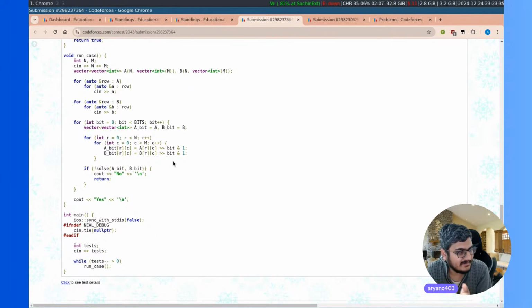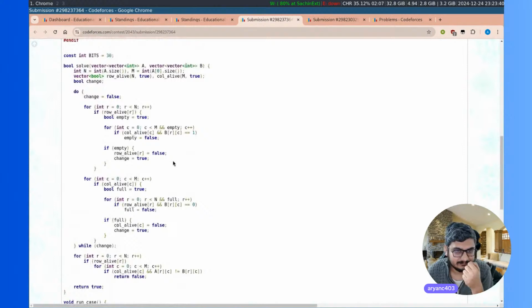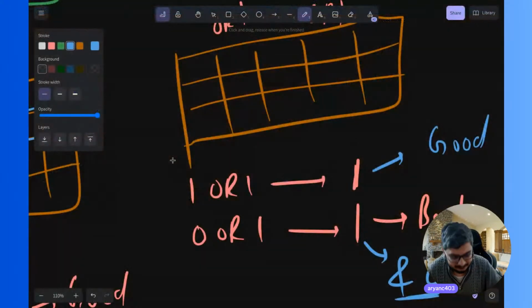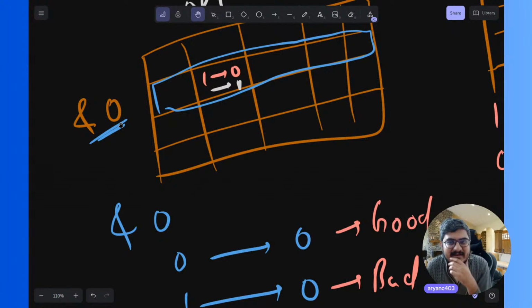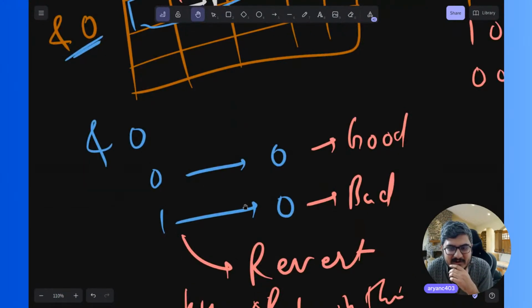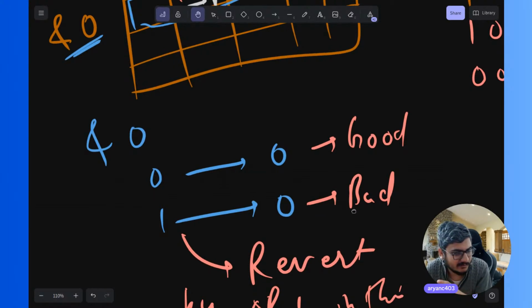And now we have an array B which is only 0 and 1. The question is, how do we do it? The idea is we try to find one row where we will do AND with 0, while ensuring that all the 1 to 0 operations we do, we would be able to convert them back to 1 again if we need it by doing some OR operation in the row.